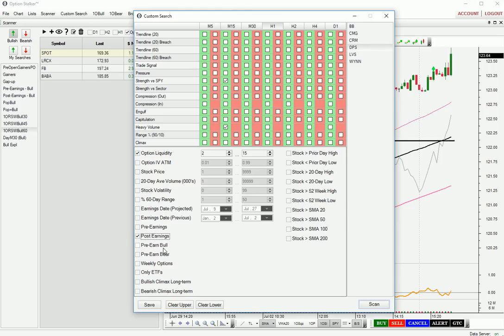So if I click the post earnings box and liquid options, I'm going to see everything that has announced after the close yesterday or before the open today. And then I also like to click stock is greater than prior day high if I'm trading from the long side. I'm bullish, in other words. And then we start looking for compressions intraday, and this search engine will help us find those. And I had a few things marked here, so I'm going to clear the upper. I don't believe we had any earnings that were posted, at least not on stocks that had liquid options.